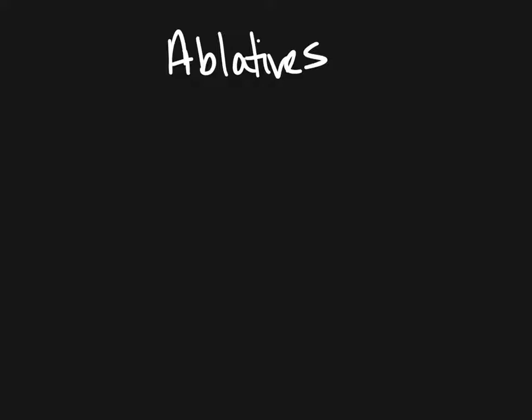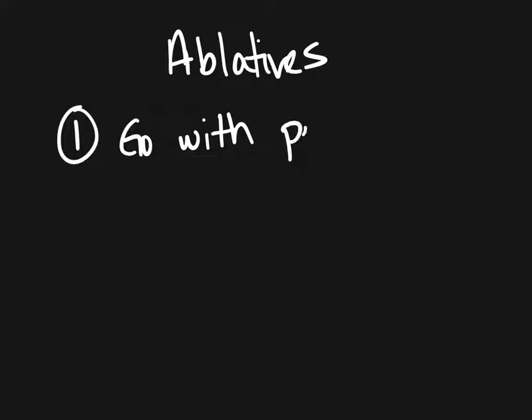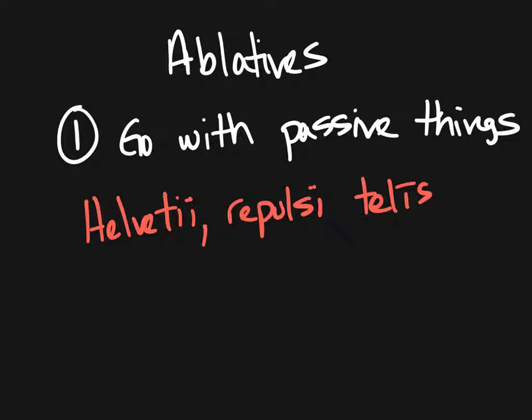This chapter is filled with all sorts of ablative nouns, so I thought you'd want to take a second and look at the various ways the ablatives work in sentences. So, number one, the ablatives go with passive things. For example, check this out.